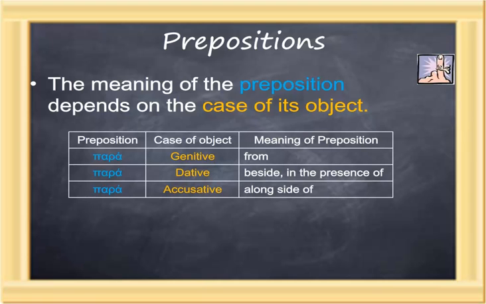Lastly, there's our friend para, which may govern all three cases that prepositions govern. Genitive, it means from. Dative, beside, in the presence of, often about a person. Accusative, along the side of. Here it frequently is used for going alongside of the Sea of Galilee in the New Testament.